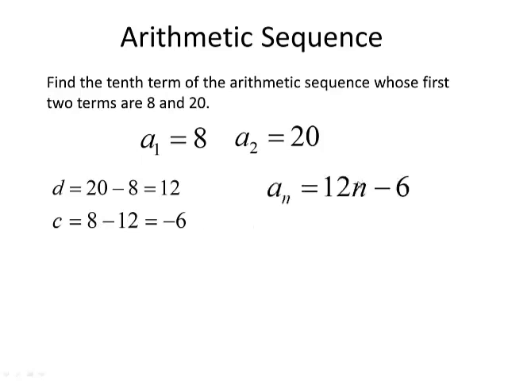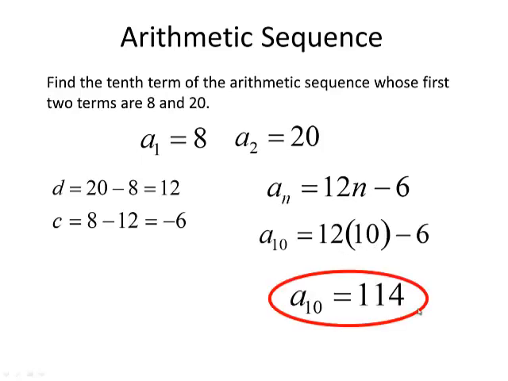And then we have my formula, and I want the 10th term. So a sub 10 is equal to 12 times 10 minus 6, which is 120 minus 6, which is 114.